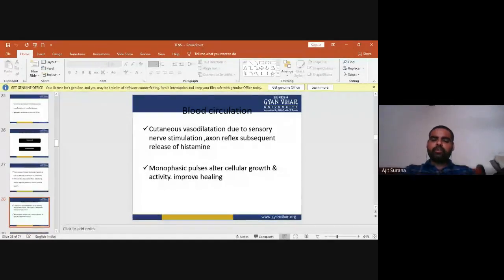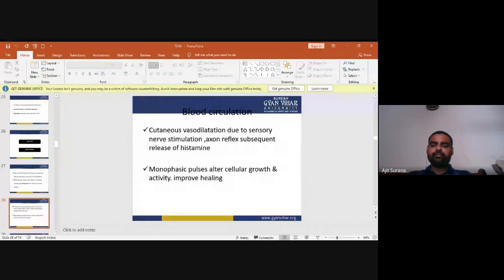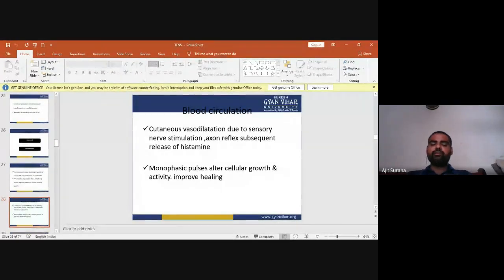Now the second one is the monophasic pulses. Monophasic pulses alter cellular growth and activity and improve healing. These are the blood circulation effects.